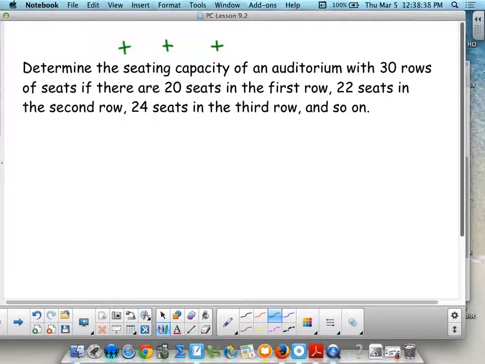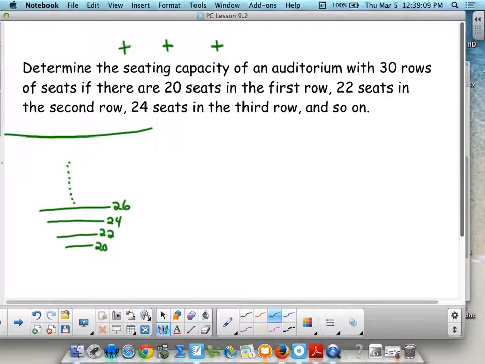Determine the seating capacity of an auditorium with 30 rows of seats. If there are 20 seats in the first row, 22 in the second row, 24 in the third row, and so on, and so on. See this? That is your auditorium. In the first row, there's 20 seats. Second row, 22, 24, 26. Dot, dot, dot, until you get where? 30th row.